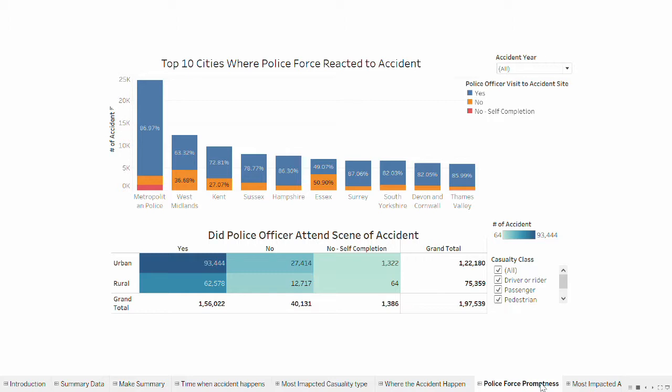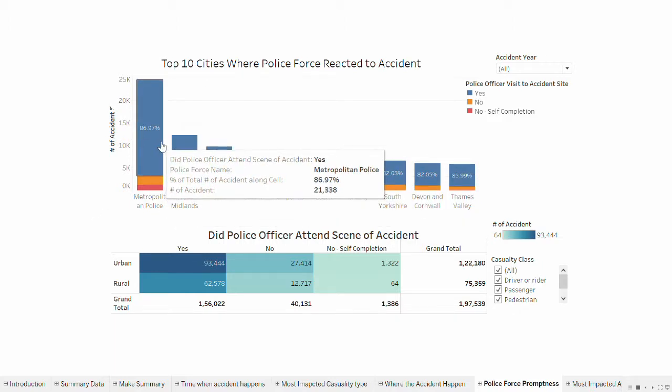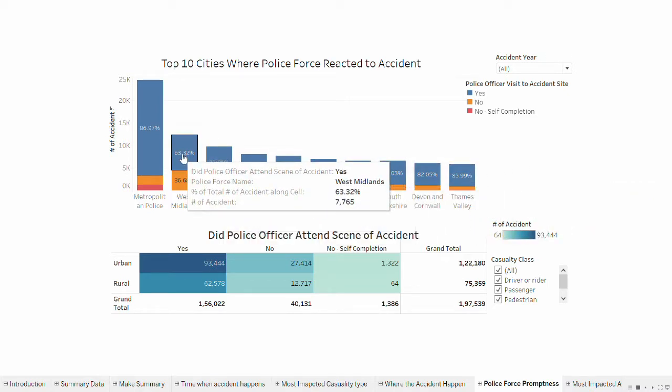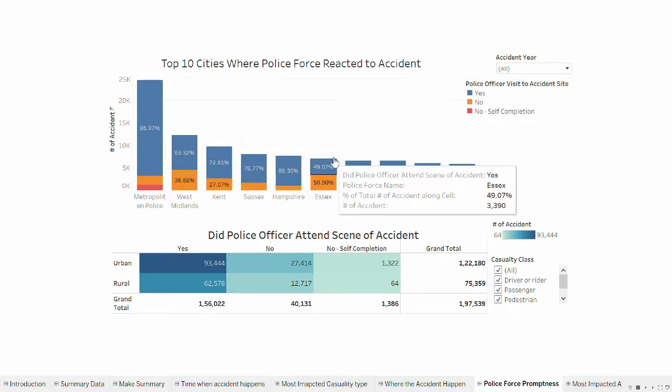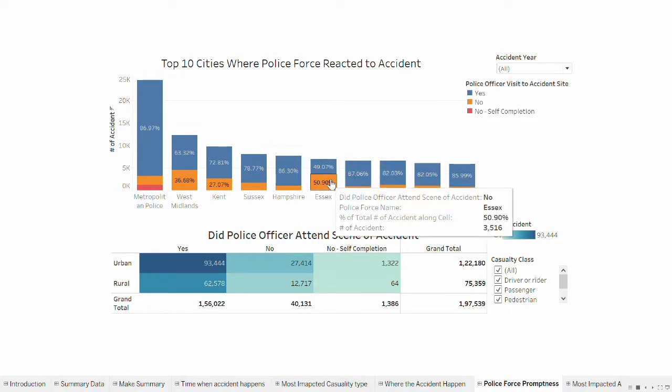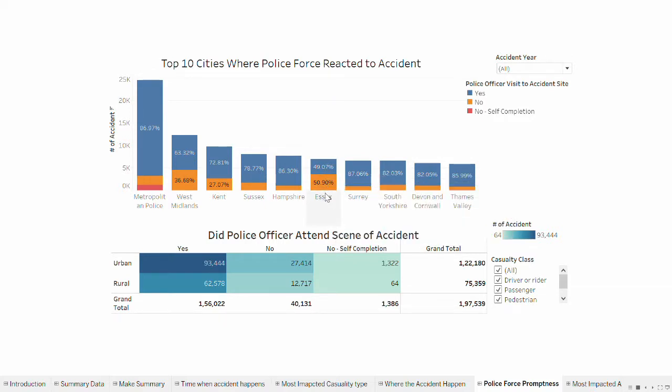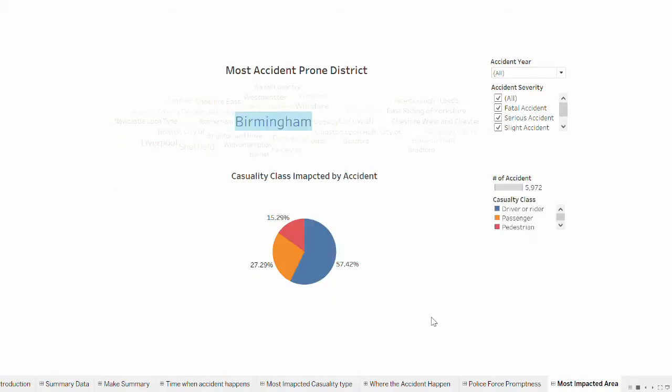Next, we would want to see how prompt the police force was. Though the data looks quite okay to us, because 85 to 90% of the time the police has visited the accident area, SS is one district of the police force where police did not visit 50% of the time. And we might want to look into the SS data more and see why the police are not visiting the site. Again, we are trying to divide the data based on whether it is a rural or an urban area.